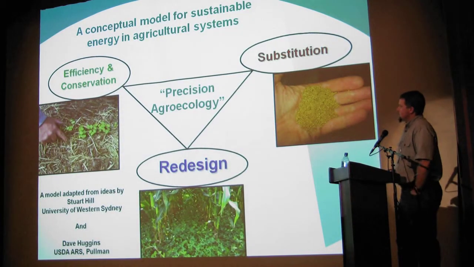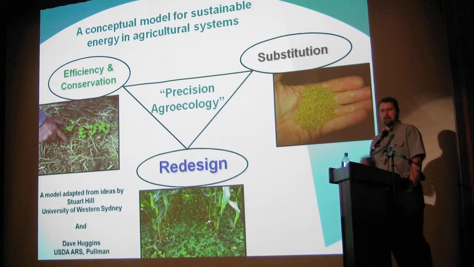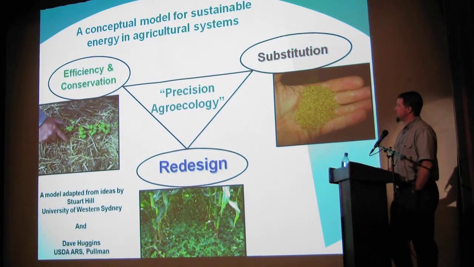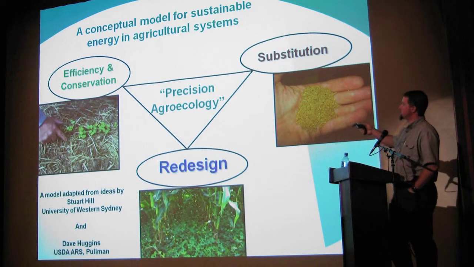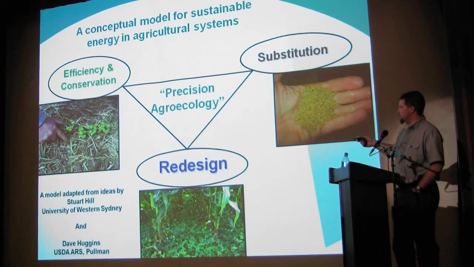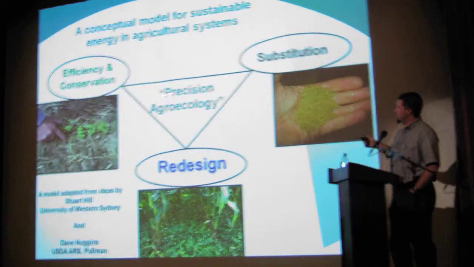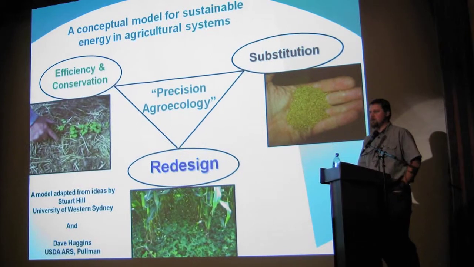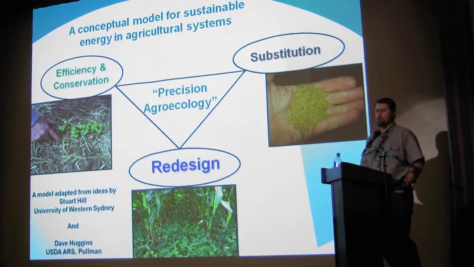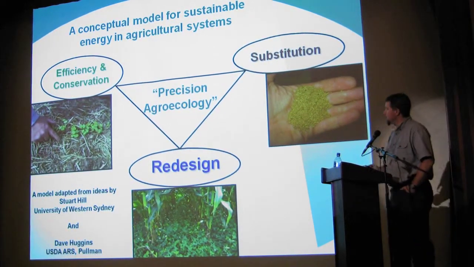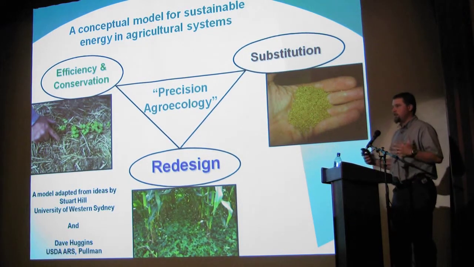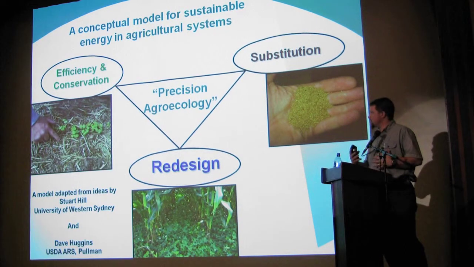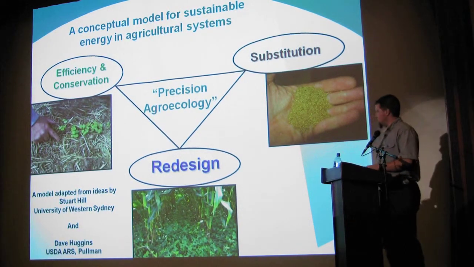Okay, so here's the conceptual model. What I've done here is I've taken ideas from this researcher, Stuart Hill, from University of Western Sydney, and his ideas are essentially this efficiency, substitution, and redesign concept. And then this idea of precision agroecology from Dave Huggins, who's actually a USDA Ag Research Service researcher for dryland systems in Pullman. The concept here is there's multiple ways that we can attack this issue of sustainability in agriculture. And I'm going to focus on energy use here today.